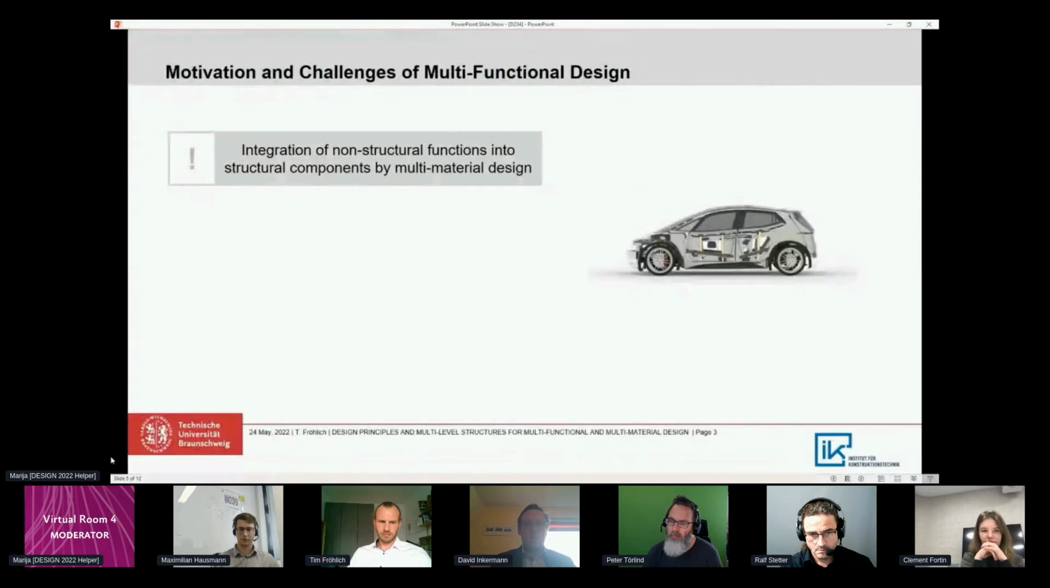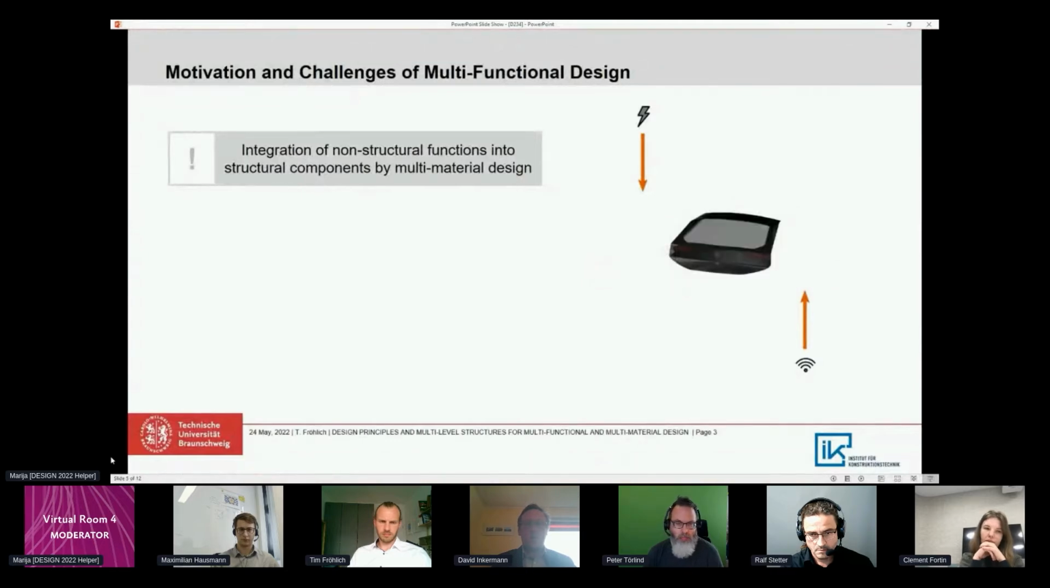Multifunctional design by an integration of non-structural functions such as sensors or electrical wiring into structural components such as automotive body parts can reduce the component's weight, installation space, assembly effort, or improve the functionality. By the application of different materials in a single component, multi-material design is of specific interest for multifunctional design. Due to the additional occurring challenges of an integration, such as the boundary conditions of manufacturing, it is mandatory to identify suitable solutions matching the individual design task.